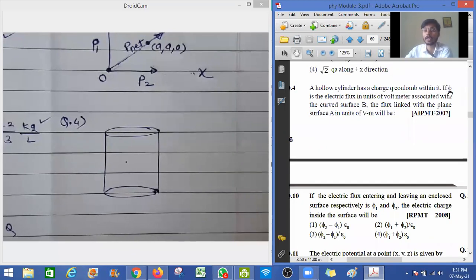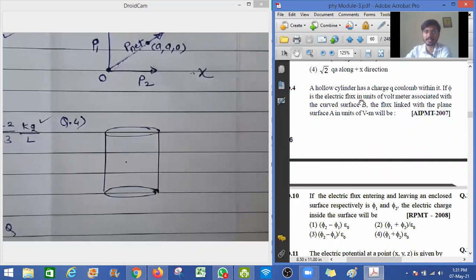See, I already told you, what is the electric flux unit? The electric flux unit is also the name of an instrument, so that is voltmeter. And what is the magnetic flux unit? Weber. What is the electric flux unit? Voltmeter. Magnetic flux unit? Weber. A hollow cylinder has a charge plus q coulomb within it.